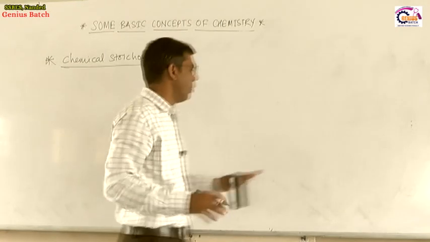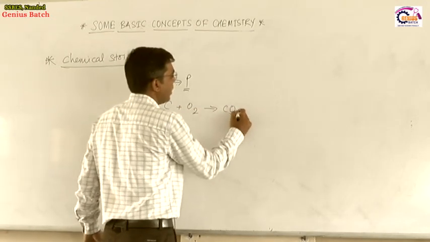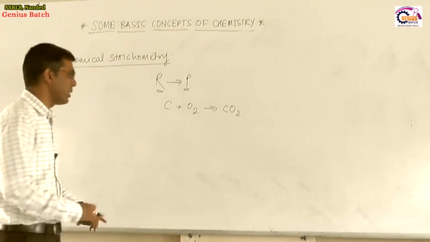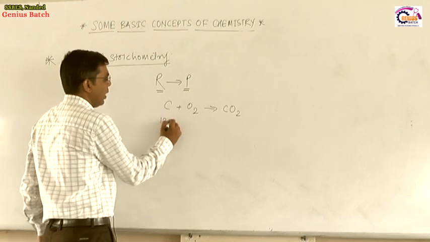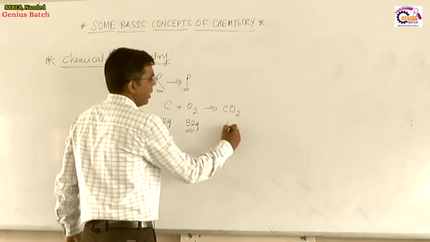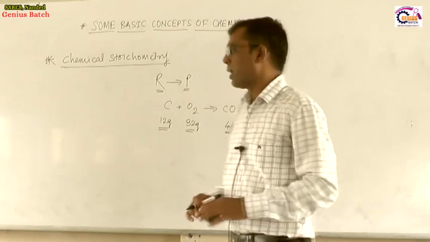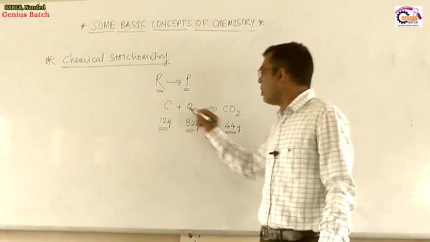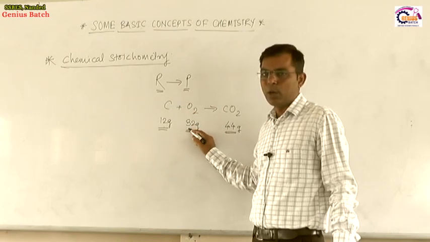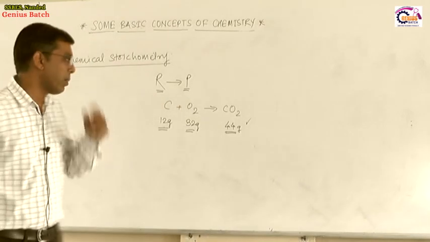Now suppose we have one example: carbon reacts with oxygen, and formation of carbon dioxide takes place. This is a simple chemical reaction. In this reaction, 12 grams of carbon reacts with 32 grams of oxygen. It gives 44 grams of carbon dioxide. In this reaction, we are considering how much mass of carbon reacts with what mass of oxygen in order to get 44 grams of carbon dioxide.